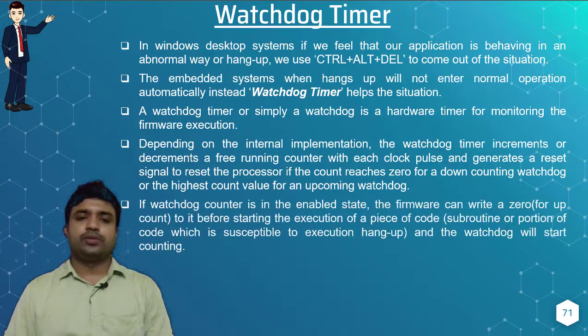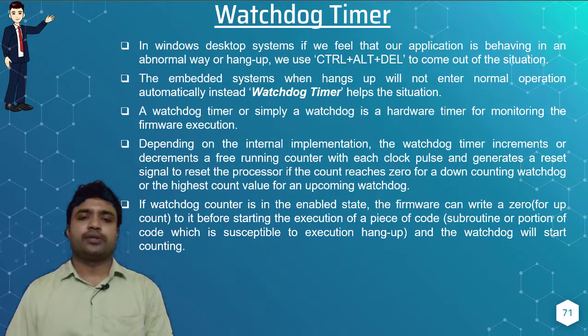So if the watchdog counter is in the enable state, that means it is working in active state, the firmware can write a 0 value for the upcount to it before starting the execution of a piece of code. That means the firmware execution is monitored by the watchdog timer, and accordingly it writes a 0 value, which is considered a count operation. From 0 the count value is incremented, and automatically the watchdog starts its counting operation.